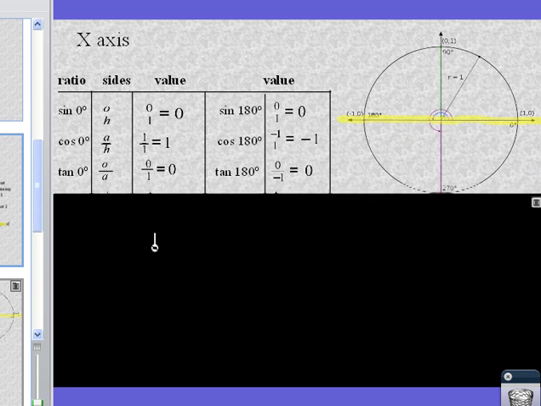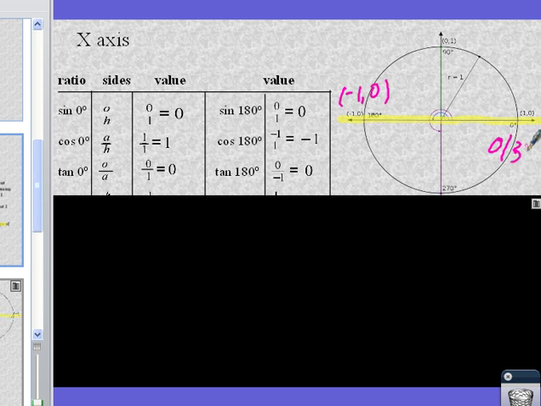All right, so if we look at the x-axis, here's our x-axis, I have it highlighted there. And we've got two angles. We have 0, well actually we have 3 angles. 0, this is 0, 360, and they're going to have the same values.